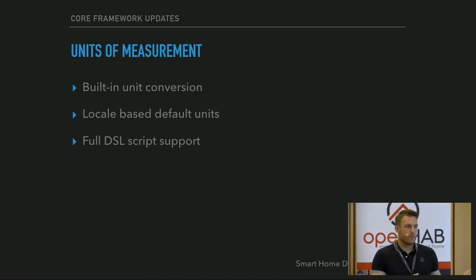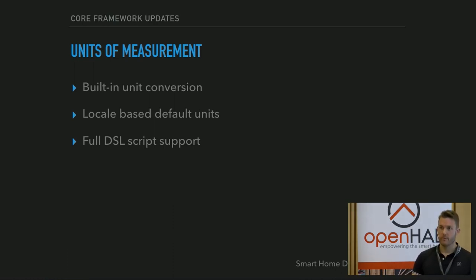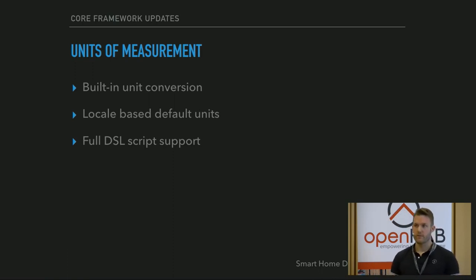If you're in the US, people usually don't know what centigrade is or how 20 degrees centigrade feel for them. They are used to having 68 degrees Fahrenheit. And with units of measurement built into the system, it doesn't matter what value with a unit your sensor provides. You can just define your items to be Fahrenheit items or any unit you want, and you will have built-in unit conversion right into the system. There's also a locale-based default unit. So if you don't provide any information about units, it will just look up the default unit for your locale, which is hopefully in your settings, and will provide you with the conversion out of the box.